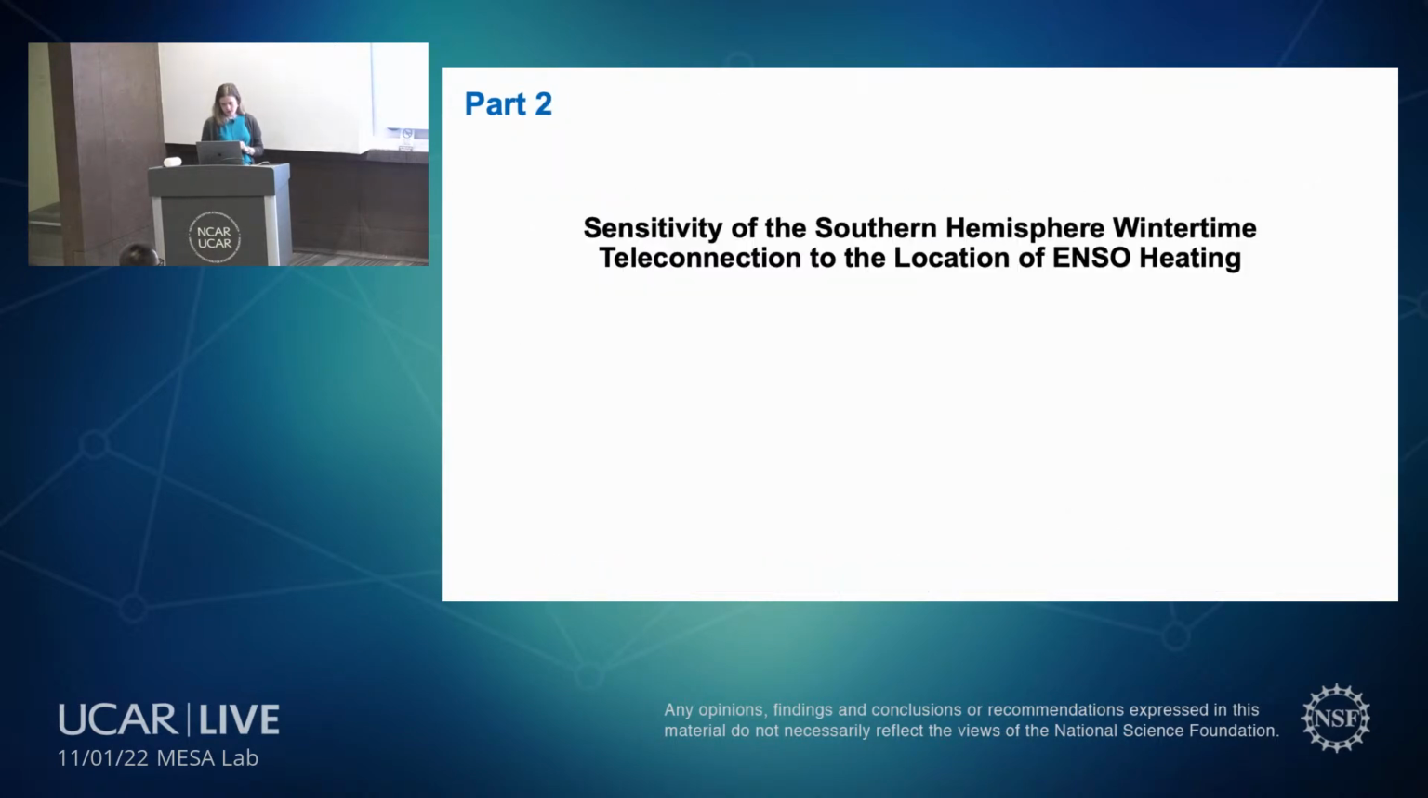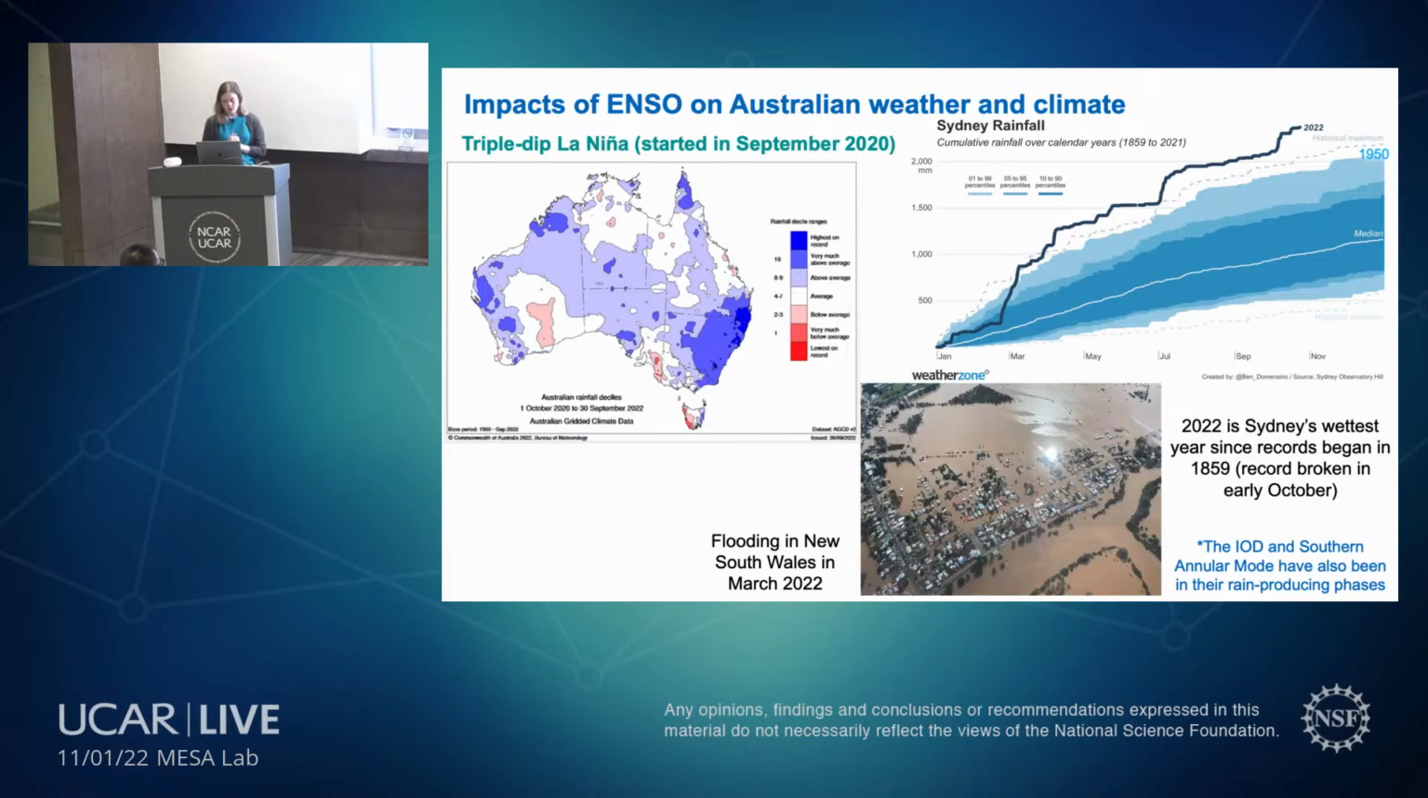So now I'll get into the second part of this talk, and this is shifting focus from the Indian Ocean to the Pacific Ocean and understanding ENSO teleconnections and the asymmetry in these. So once again, I'll motivate this by discussing some of the impacts, this time focusing on Australia.